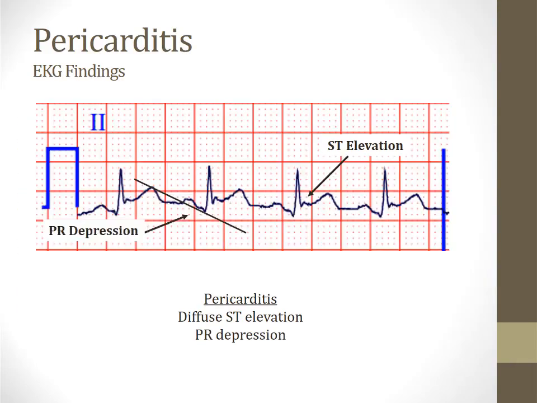wall. I've zoomed in on lead 2 here so I can show you the other classic finding of pericarditis, which is PR segment depression. The PR segment is the segment from the beginning of the P wave to the start of the QRS complex. And notice that this PR segment is going at a downward angle. That is PR depression, a classic finding in pericarditis. So the two classic findings are diffuse ST segment elevations in multiple leads and PR depression.